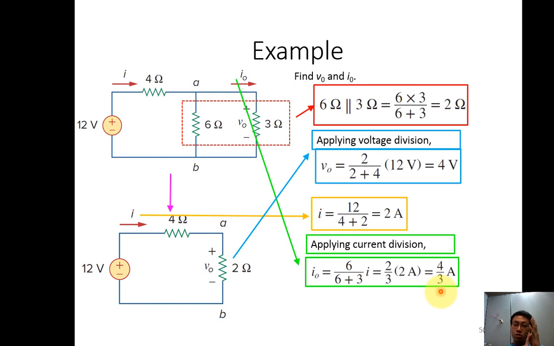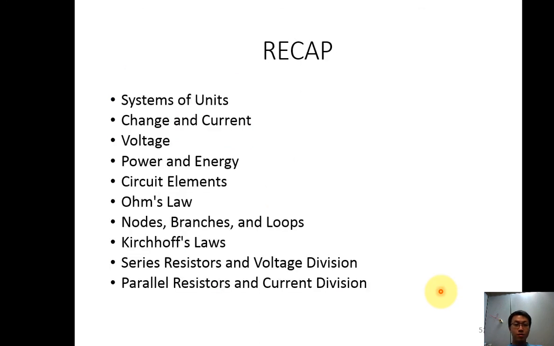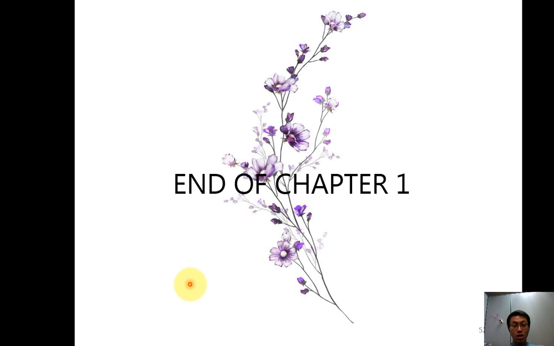And for series resistors, how to find the equivalent resistance. For parallel resistors, how to find the equivalent resistance. So as a recap, we learned about the system of units. You learn about charge and current. You learn about voltage, power and energy, circuit elements, Ohm's law, the nodes, branches and loops, Kirchhoff's laws, Kirchhoff's voltage law, Kirchhoff's current law, series resistor and voltage division, parallel resistor and current division. So this is the end of chapter 1. Thank you very much.